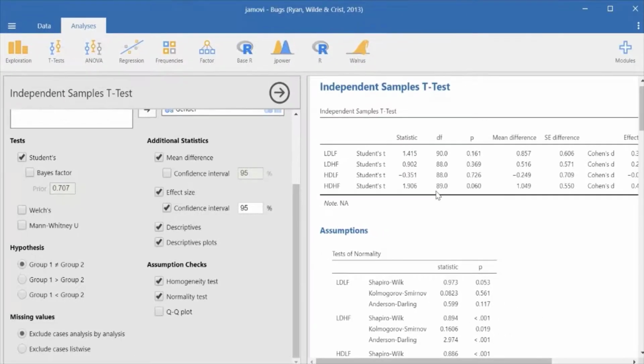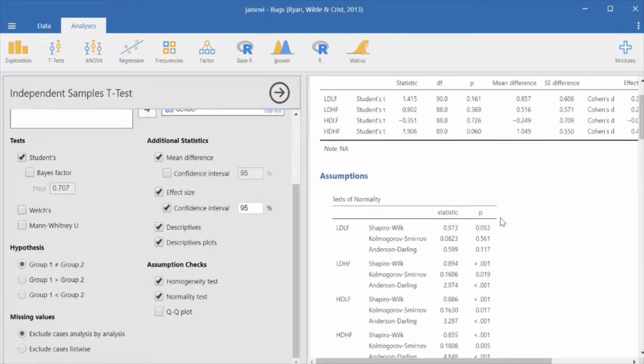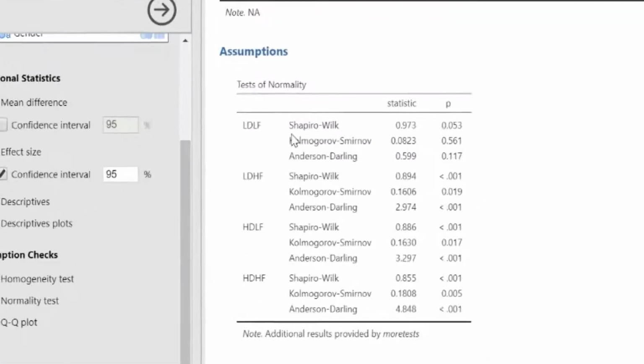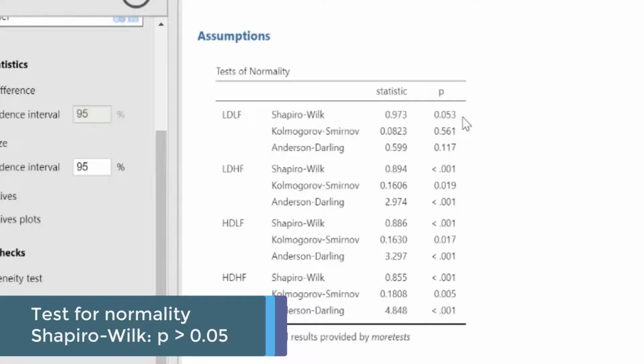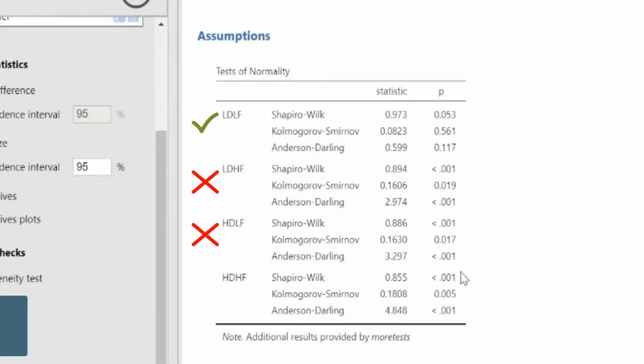Before we look at the results from the t-test table, let's look at whether the data meets the assumptions. Based on the Shapiro-Wilk test, we need to check that the p-value is more than or equal to 0.05. LDLF meets this assumption, but not LDHF, HDLF, and HDHF. With a p-value less than 0.05, this suggests that the data is not normally distributed.